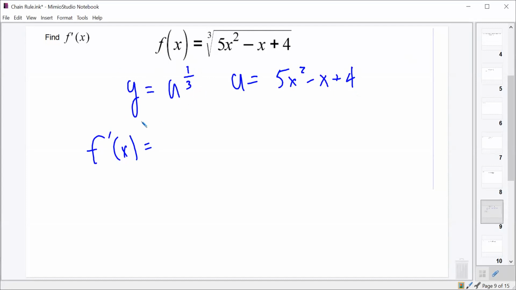Dy du should be, how do we take the derivative of u to the 1/3? Should be 1/3 times u to the negative 2/3. And I'm going to try to stop writing u to the negative 2/3. I'm just going to write the u in there, if everyone's okay with that.